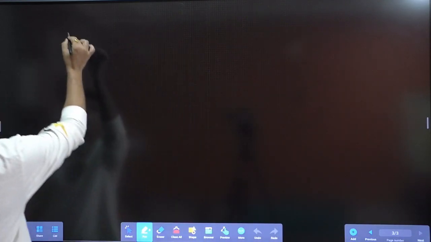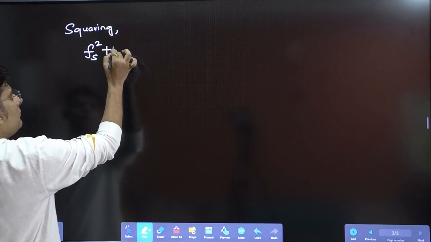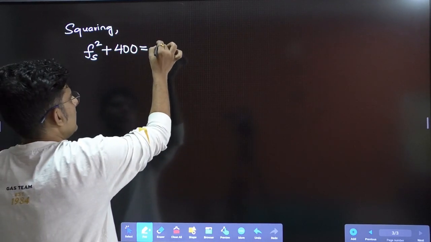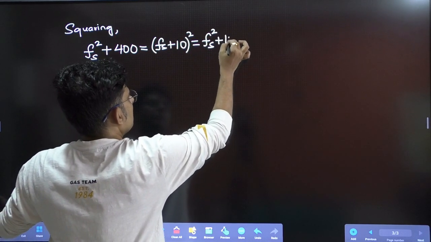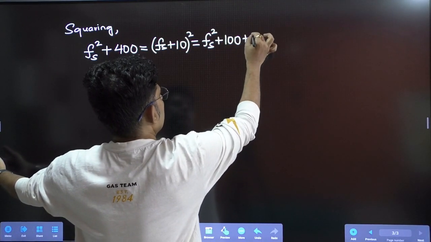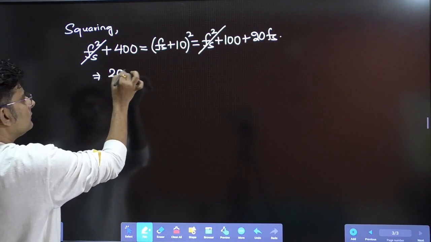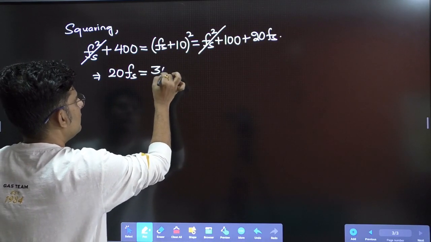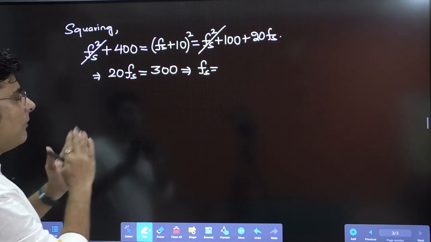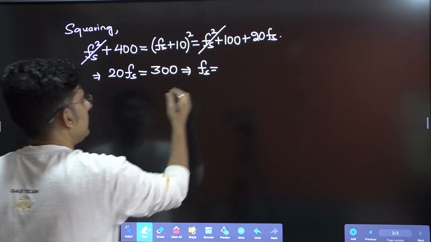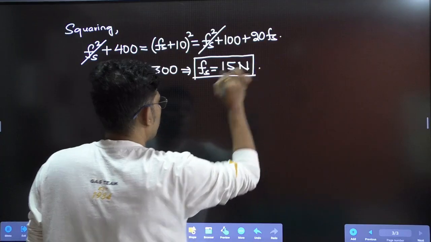So let's see. When you square both sides, we get Fs square plus 400. This side we will have Fs plus 10 whole squared, which will become Fs square plus 100 plus 20 Fs. So from here Fs square cancels. So we get 20 Fs is 400 minus 100, 300. So 400 minus 100 is 300, divided by 20. So 30 by 2, which gives 15 Newton. So Fs is 15 Newton.